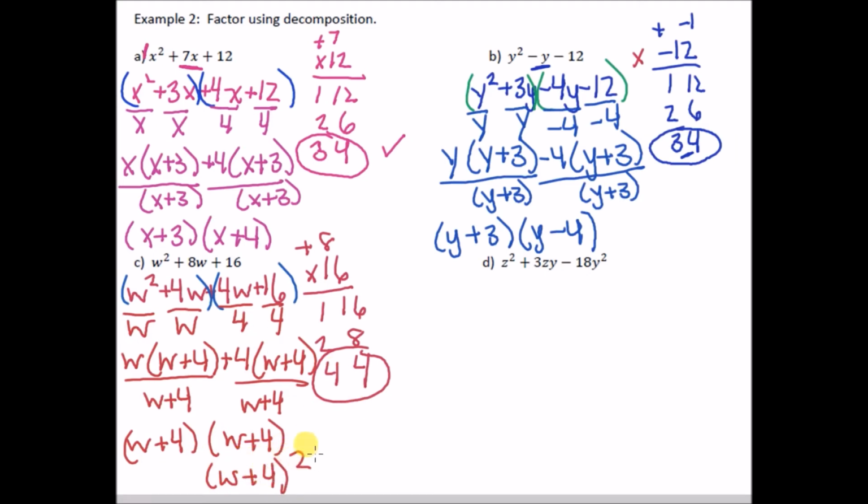Now, to me, as soon as I see this, I'm thinking perfect square trinomial. And if you come up here, we can root 1, we can root 16, which is 4. So 1 times 4 times 2 is that middle number. This is a perfect square trinomial.